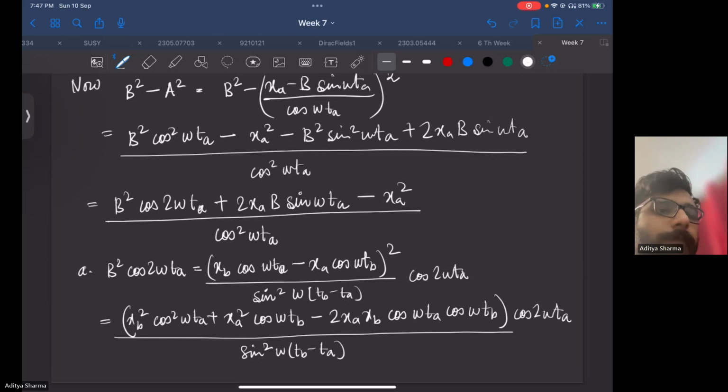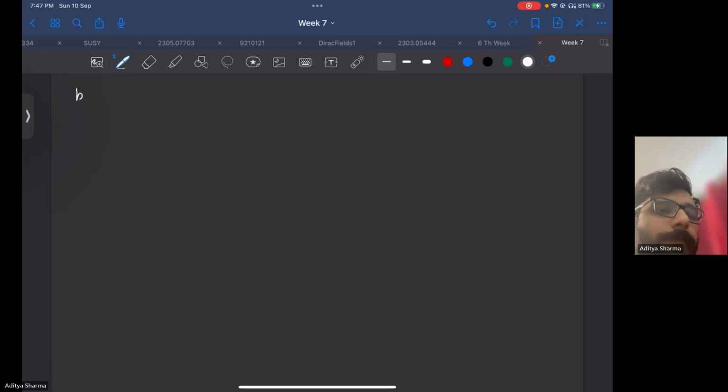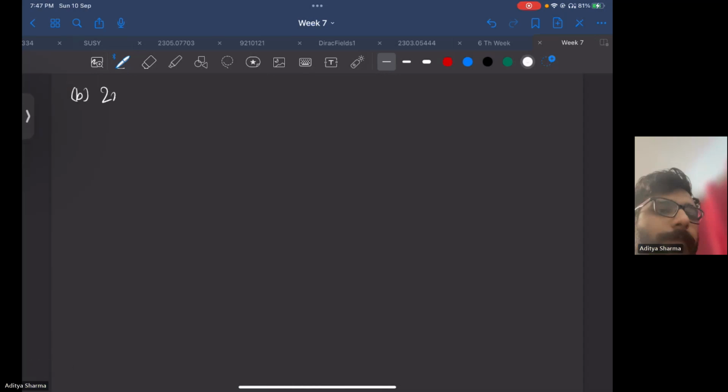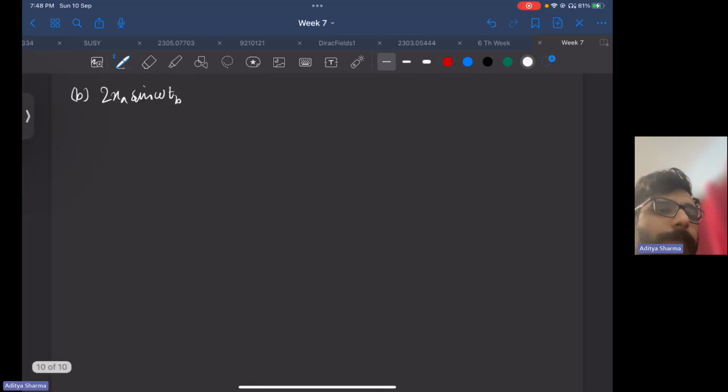Right, I wanted this xa cos square omega ta, plus I'm going to have a xa cos omega ta. That's going to make sin omega 2t. Okay, anyways, b is 2xa omega ab.